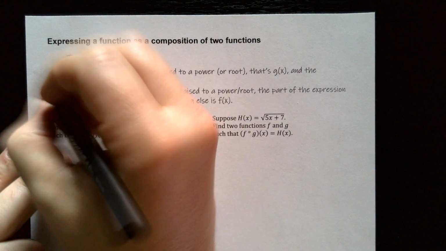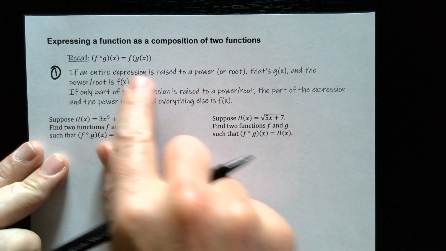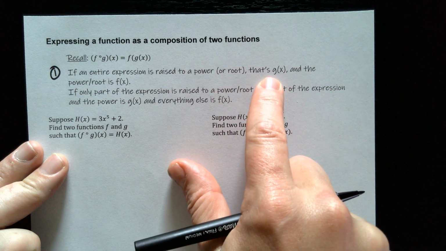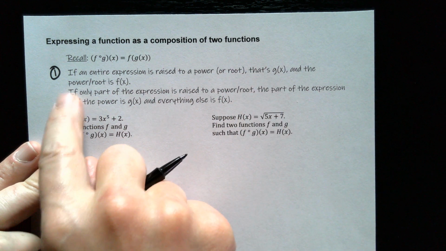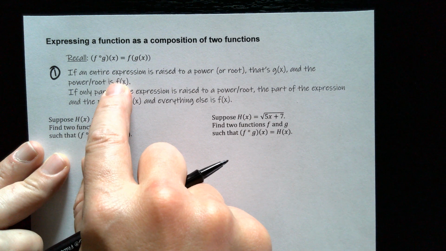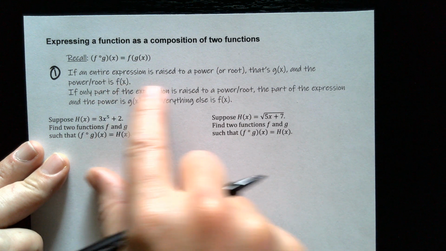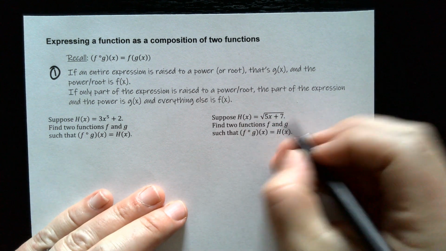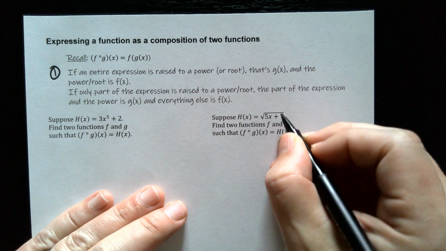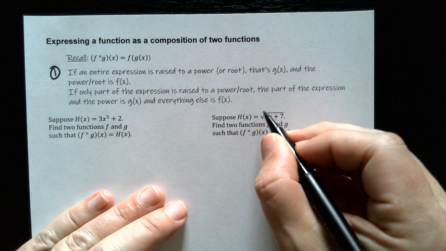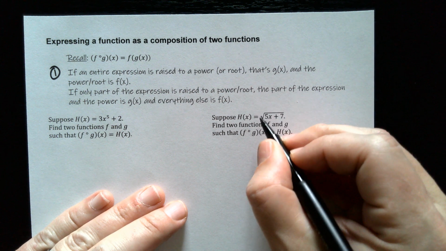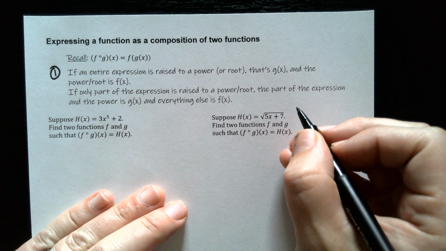Case one: if an entire expression is raised to a power or root, that expression is going to be g of x, and the power or root is f of x. Okay, so an example of this is this one right here. This will be case one. The entire expression is being given this root, so that expression will be g of x, and the root itself will be f of x.